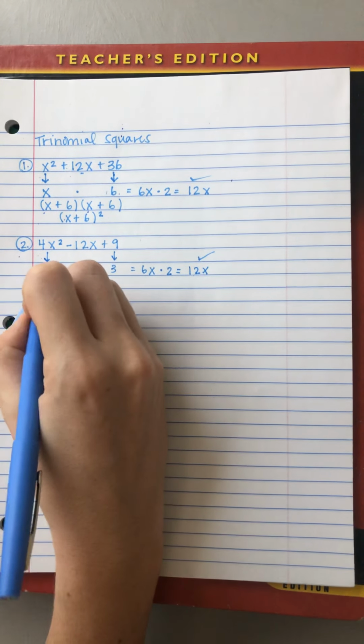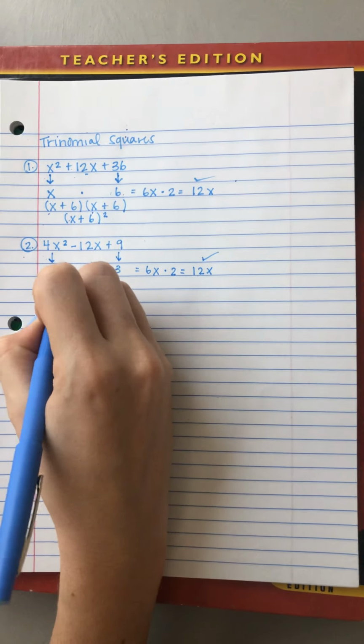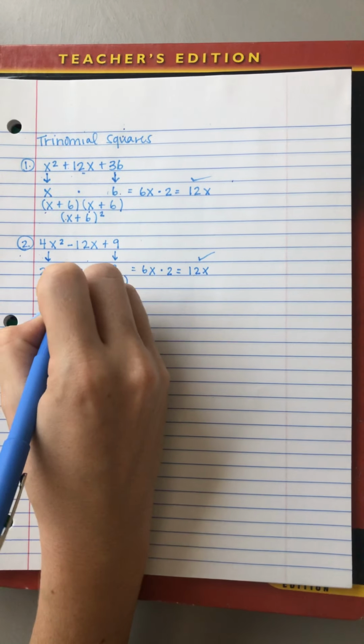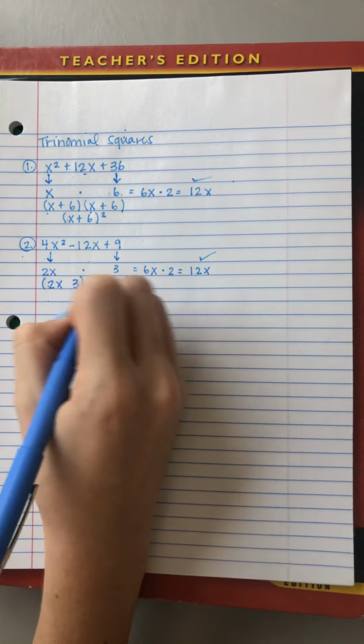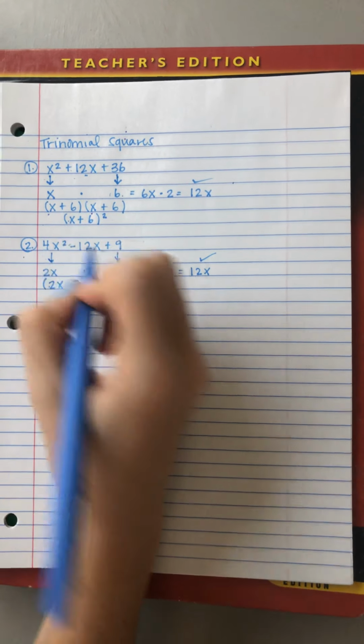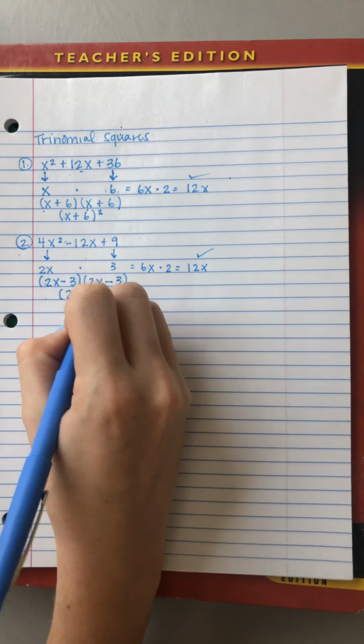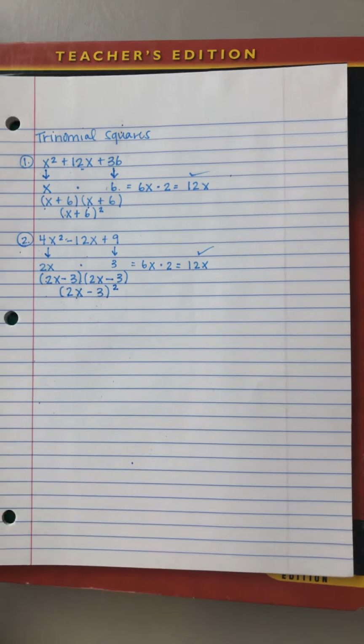So parentheses, square root of your first term goes in the first spaces, square root of your third term goes in the second spaces. The signs are always the same, and it's always whatever that middle term is. And we can simplify to say 2x minus 3 squared.